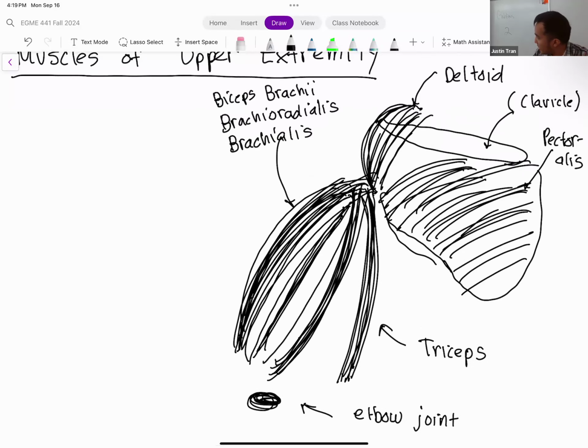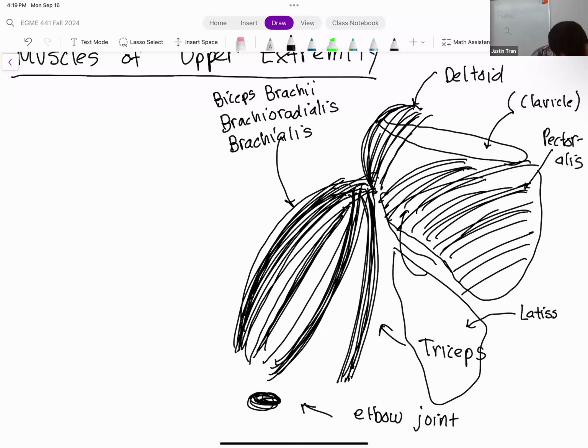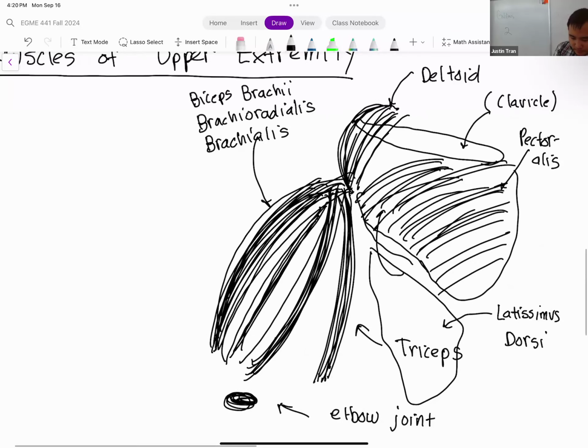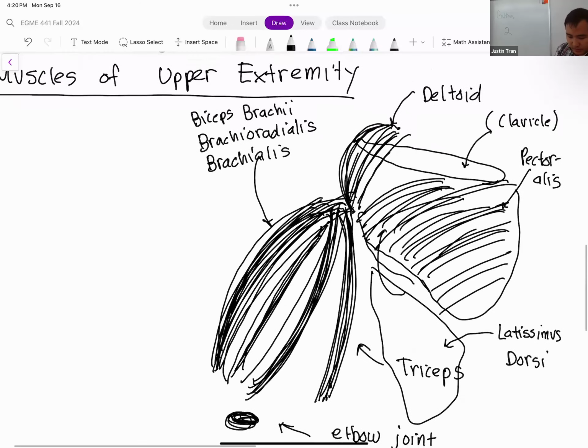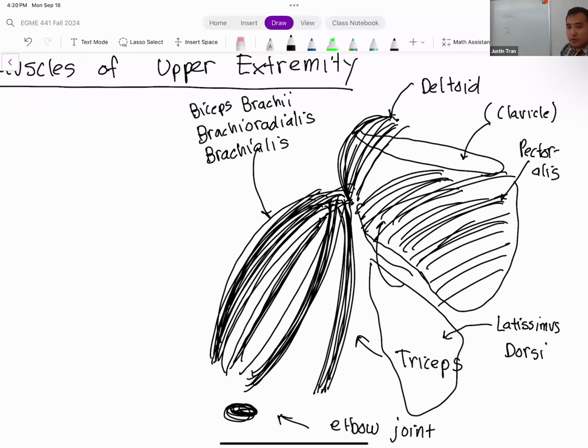More accurately, a little bit up here, but this is the latissimus dorsi. Your latissimus dorsi is the shoulder muscle that goes on top of your scapula. It's more in your back. All right, any questions on this?